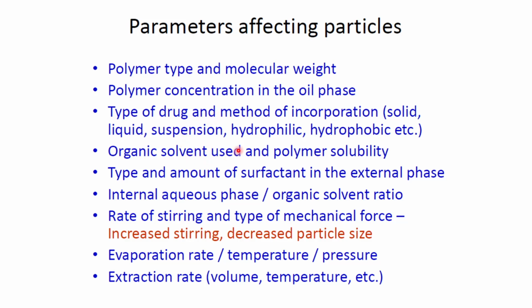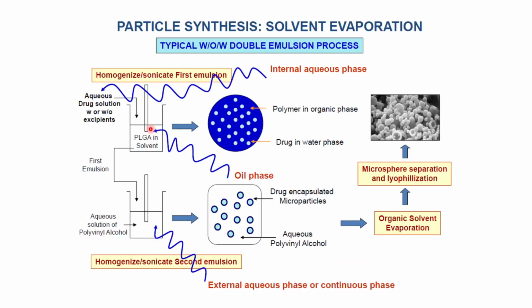Also, your organic solvent that is used and the polymer solubility in that organic solvent plays an important role. Also, the type and amount of surfactant in the external phase. The surfactant is used to avoid the aggregation of these particles. Since the surface of these particles is hydrophobic and they are in a bulk water phase, they'll tend to aggregate towards each other, because hydrophobic will attract, and they try to move away from the water phase. If there is no surfactant present, they'll just come together and form one big particle, which is what you don't want. So to avoid that, you add certain surfactants which will coat the surface of these particles, and they'll avoid this aggregation.